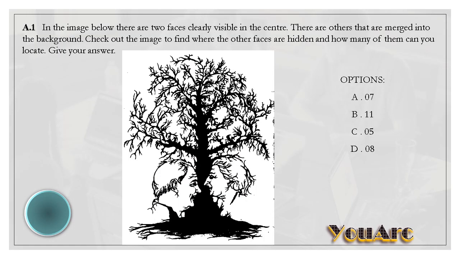In this exercise question, the question says, in the image below, there are 2 faces clearly visible in the middle. So they are already saying 2 faces. And there are other faces that are merged in the background. Check out the image to find the other faces. They are asking us to find only the other faces. How many faces can you locate? Your time starts now.